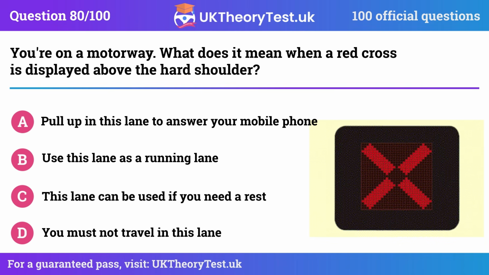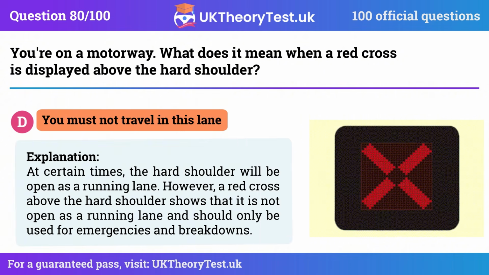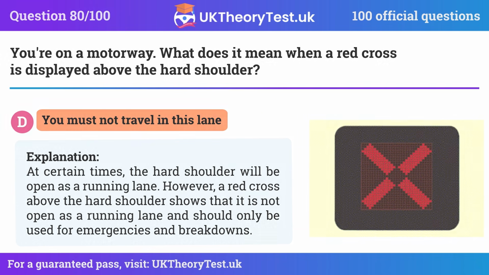The correct answer is D. You must not travel in this lane. Explanation: at certain times, the hard shoulder will be open as a running lane. However, a red cross above the hard shoulder shows that it is not open as a running lane and should only be used for emergencies and breakdowns.